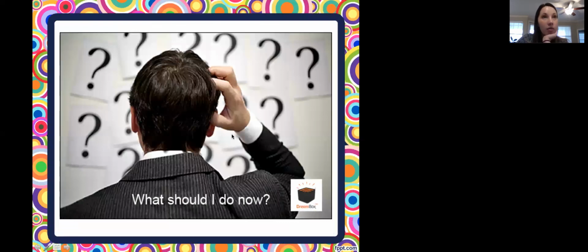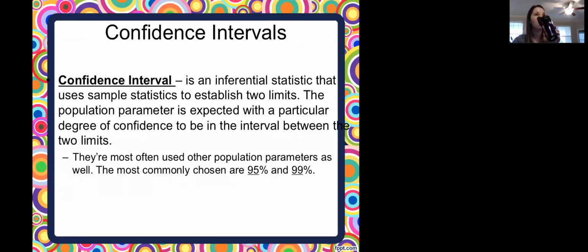Okay, so now we have gone over how to calculate your t value. We've talked about type 1 and type 2 errors. We've talked about one-tailed and two-tailed, all that good stuff. So what should I do now? Well, we've got 2 more steps to do, so let's talk about those. The first of these 2 steps is the confidence interval.